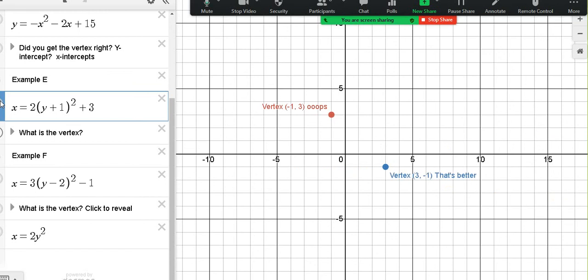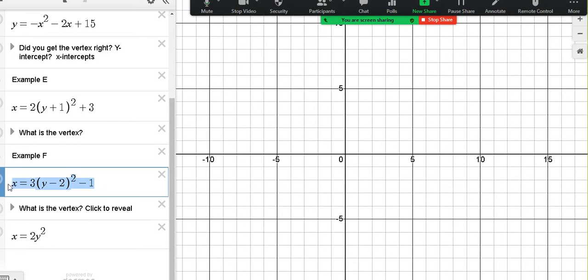Last chance here, or last problem I should say. See if you can't figure out the vertex here. And if you're following me online, once you've got it, you can click this down here to do the big reveal, see if you got it right. But let's see if we can't figure out the vertex for x equals 3 times y minus 2 squared minus 1.